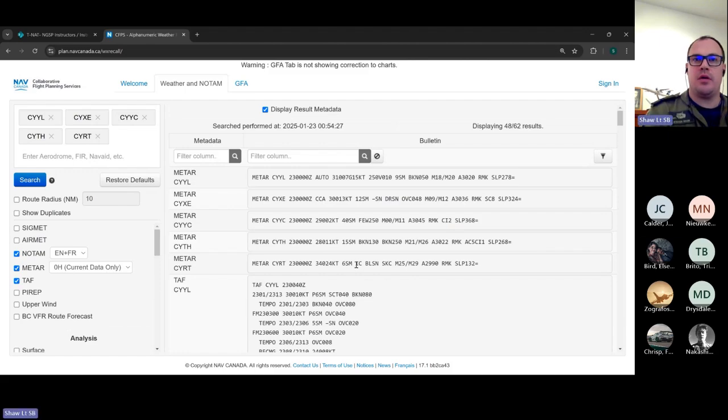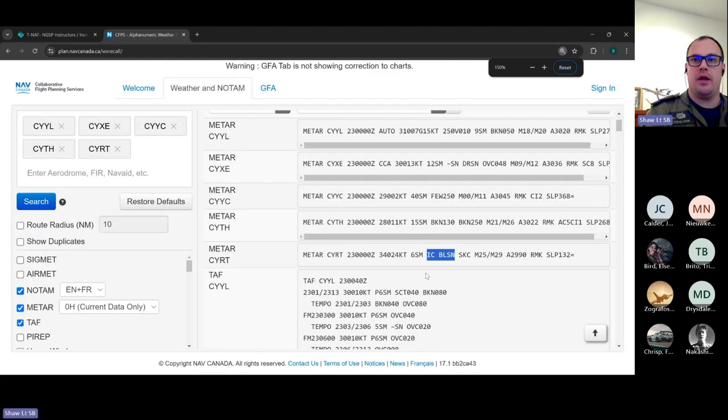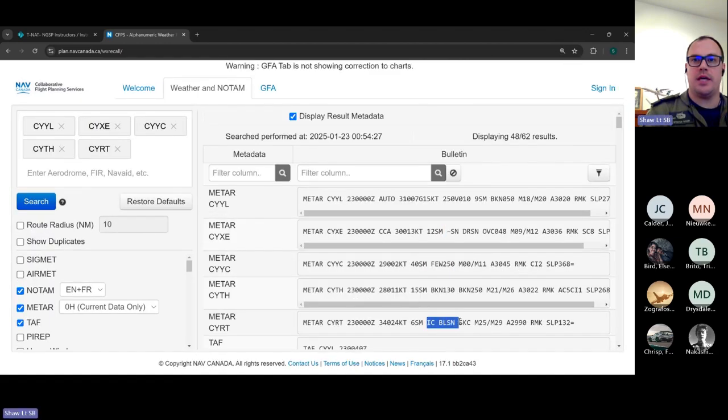Let's see. We've got CYRT here, what I just highlighted. What does that mean? Actually, what do all three of those mean? Anybody want to take a crack at those? Correct me if I'm wrong, but icing, blowing snow, and I can't quite remember. No problem. You got BLSN is absolutely blowing snow. You got that for sure.